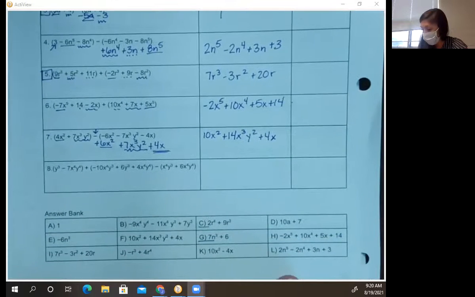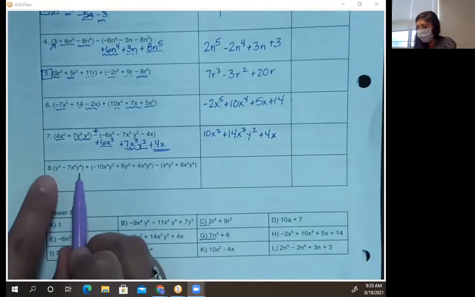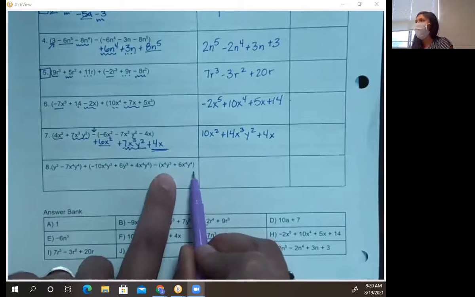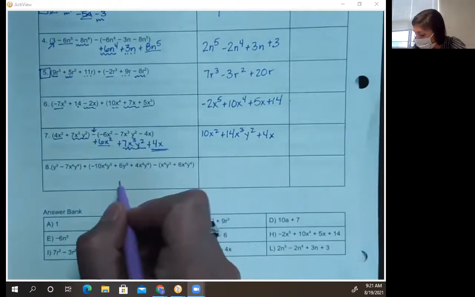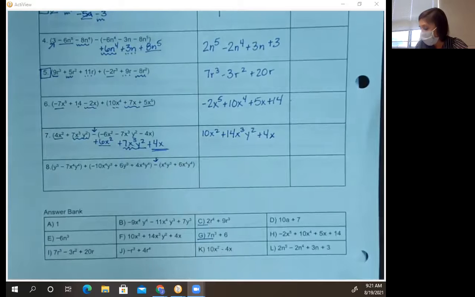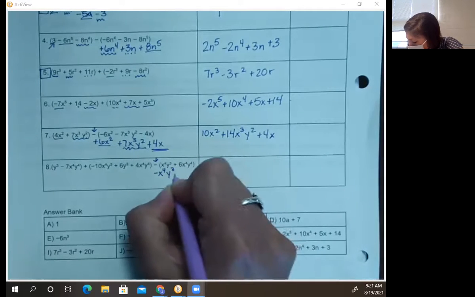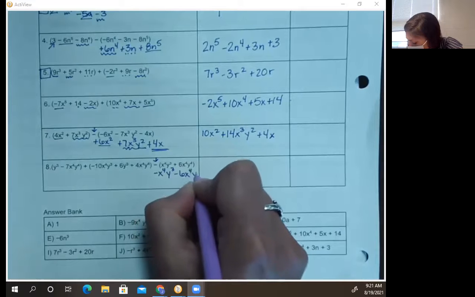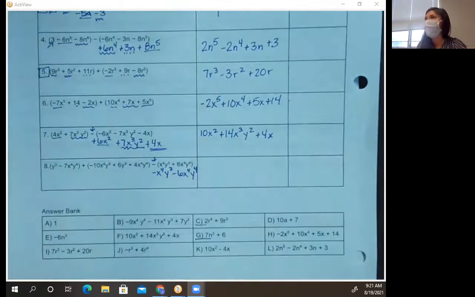Our last problem on page 2, number 8, we're again adding and subtracting polynomials, but this time we actually have 3 polynomials that we're adding and subtracting. This doesn't change how I approach the problem. I'm still combining like terms. So again, I'm going to start with the piece I'm subtracting here, changing those signs. So minus x to the 4th y cubed minus 6x to the 4th y to the 4th. So I've rewritten this piece with the signs changed for my subtraction. And now we'll combine like terms.